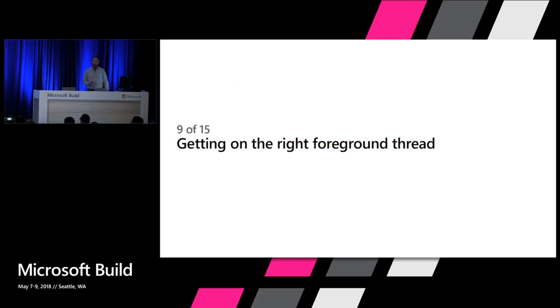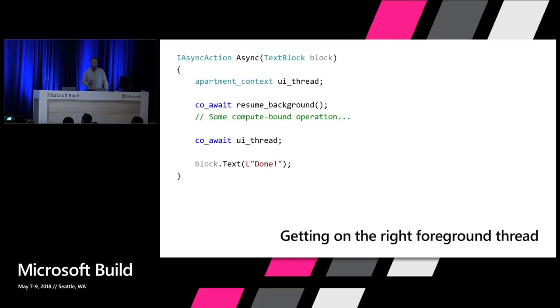So getting onto the right foreground thread is the question. In this example, how do we know that this is really the right thread for this text block? Let's imagine this coroutine was called from some other coroutine which had already switched to the background. There's no real guarantee that this is called in the right context.